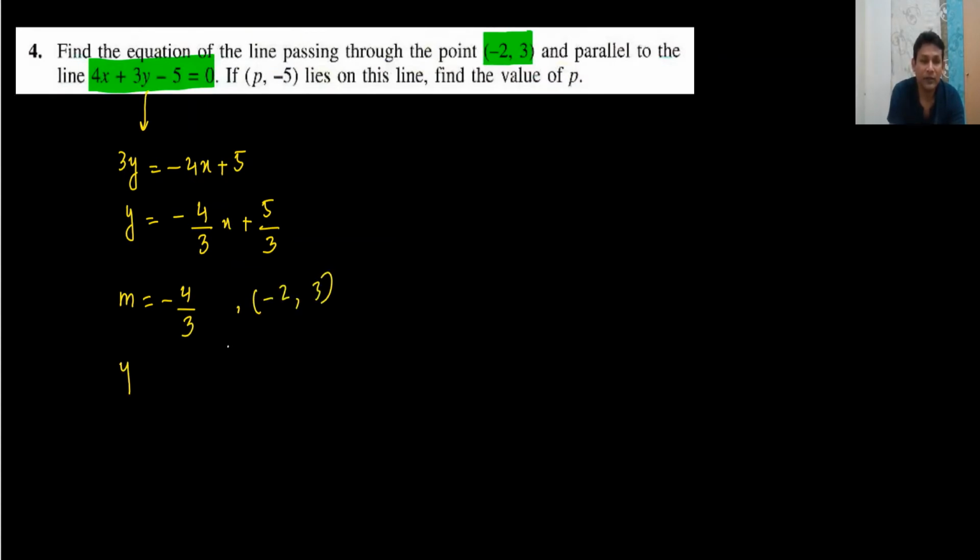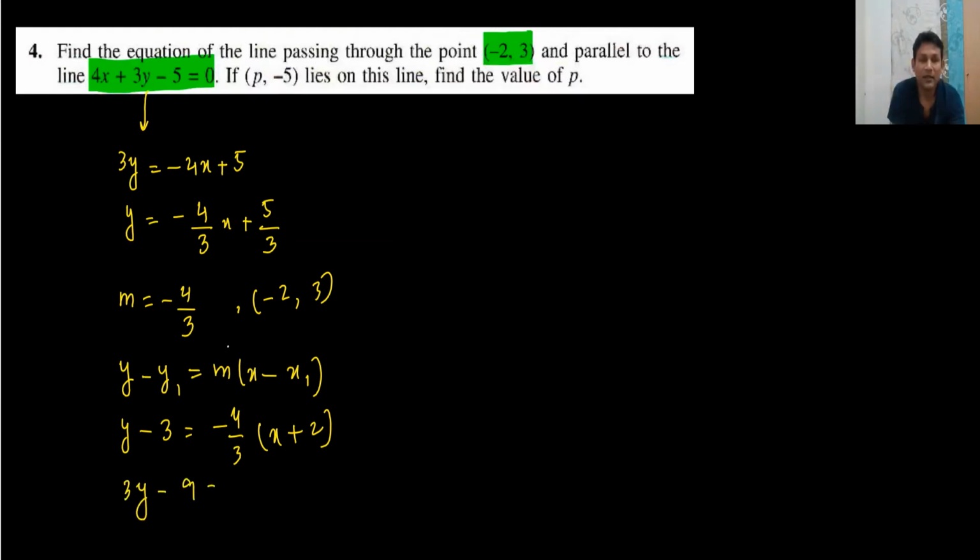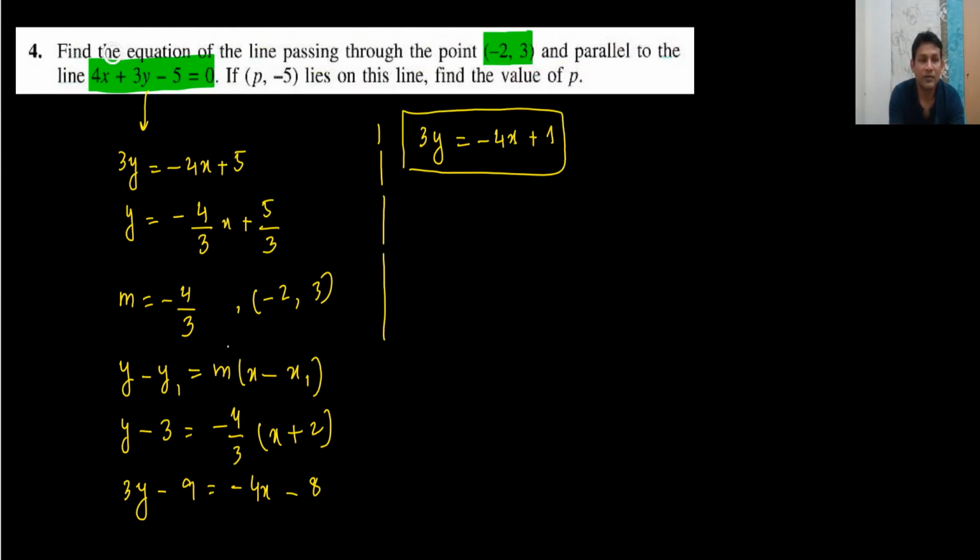You can find the equation y minus y1 is equal to m times x minus x1, and there is no problem to find the gradient. y1 is 3, m is minus 4 upon 3, and x is minus 2 will become plus 2; 3 will multiply there. So 3y minus 9 is minus 4x minus 8. When we simplify this equation, we can write 3y is equal to minus 4x, and minus 9 will become plus 9, minus 8 becomes plus 1, and we got the equation of the straight line. Did they ask to find the equation? Yes, find the equation, we have done it.